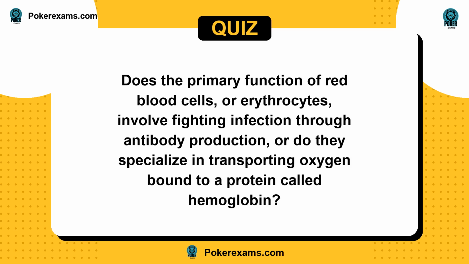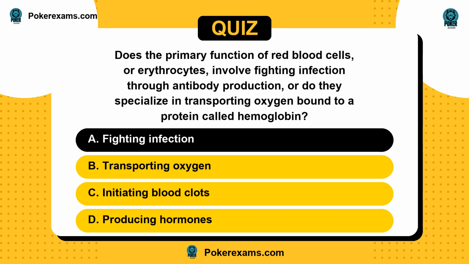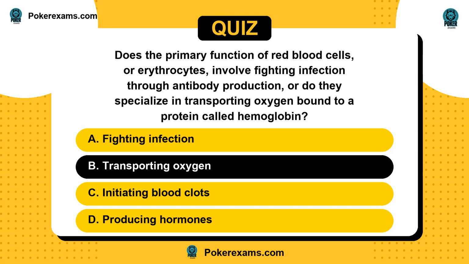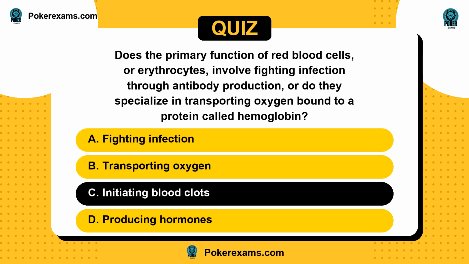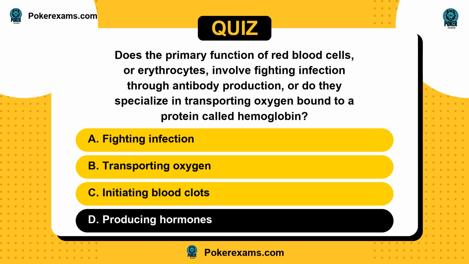Does the primary function of red blood cells, or erythrocytes, involve fighting infection through antibody production, or do they specialize in transporting oxygen bound to a protein called hemoglobin? Is it A, fighting infection, or B, transporting oxygen, C, initiating blood clots, or D, producing hormones?